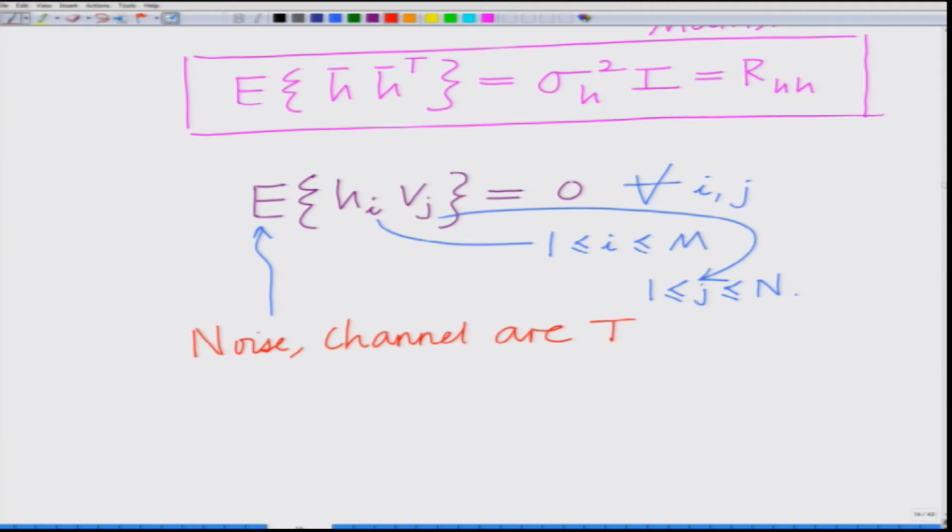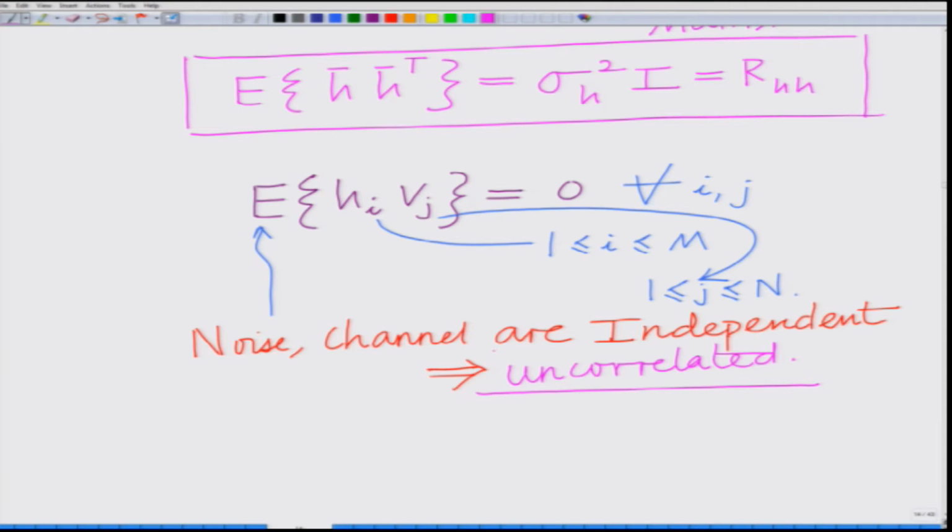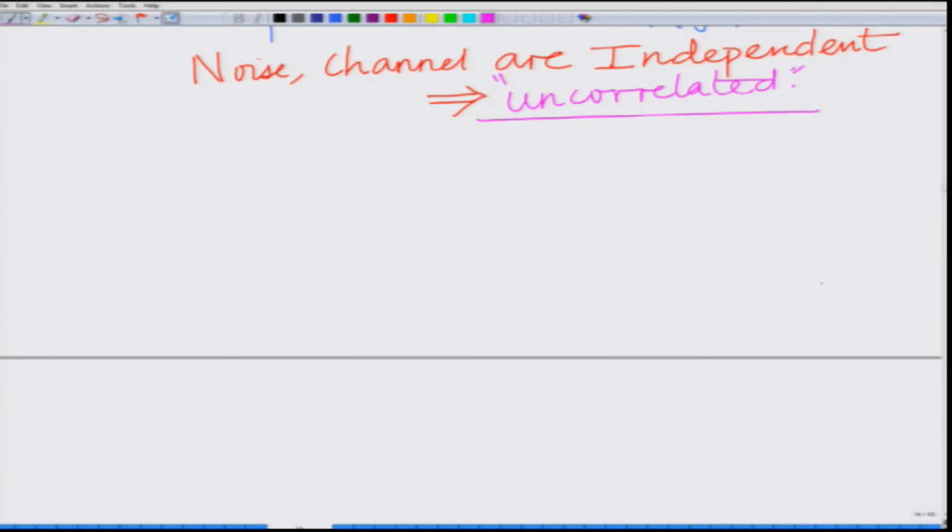and channel are independent. Of course, independence means uncorrelated. For any random variables, if they are independent, then naturally they are uncorrelated. Okay. So, this is something to keep in mind.